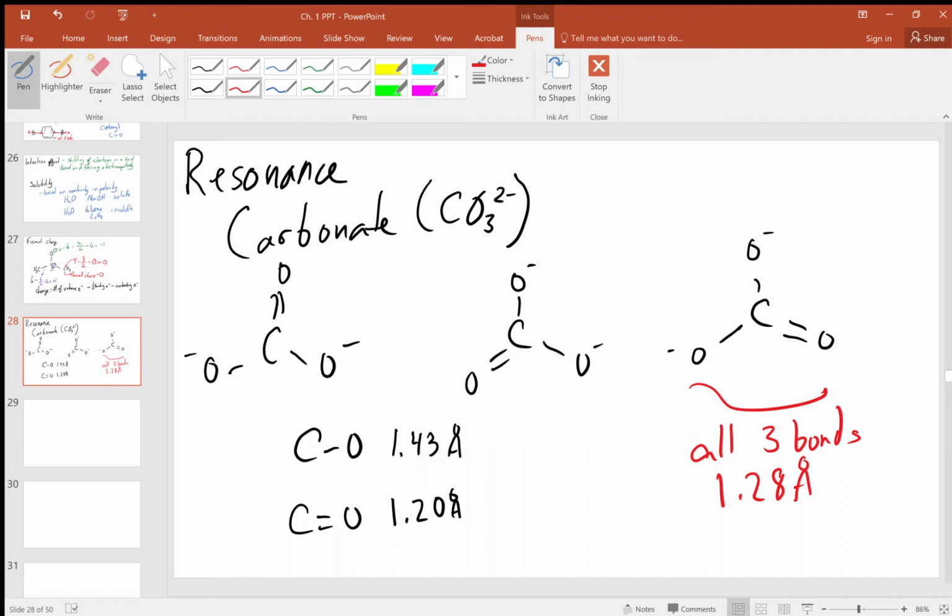Well, the reality is that all three of these structures represent carbonate. But in reality, none of them actually exist. And the true structure of carbonate is actually a hybrid of these three. And so we designate that with this kind of arrow. And note that's a double-headed arrow, which represents resonance. Don't get that confused with the two arrows like this, which represent equilibrium.